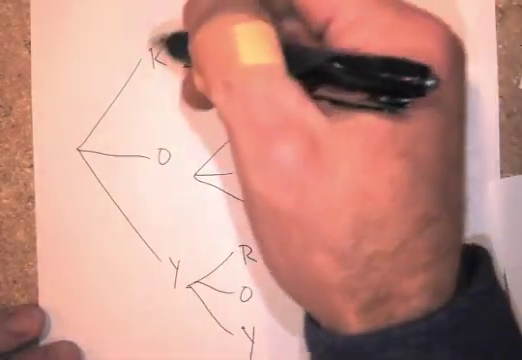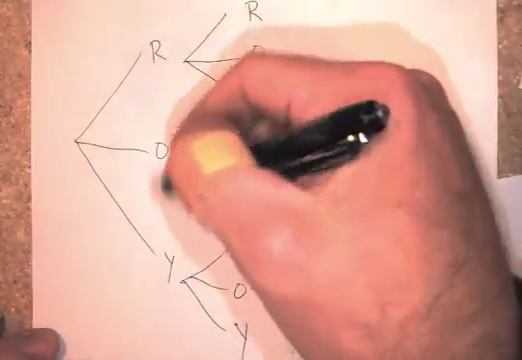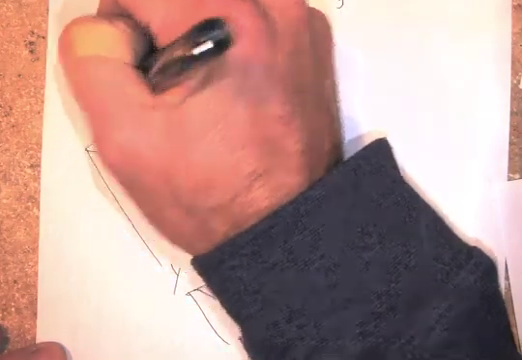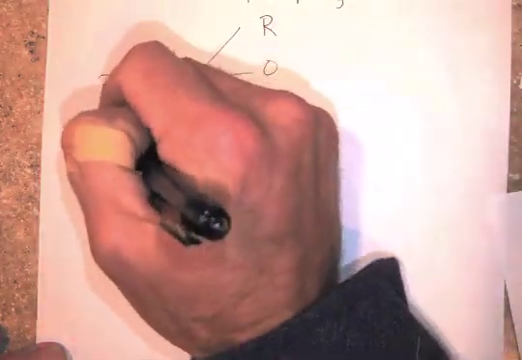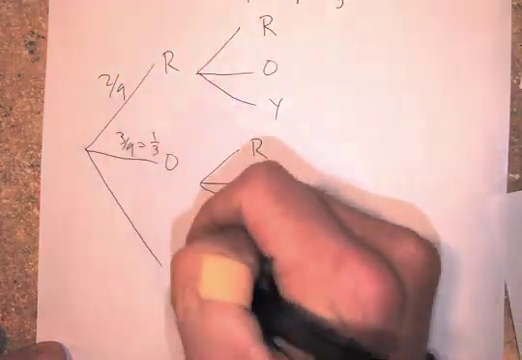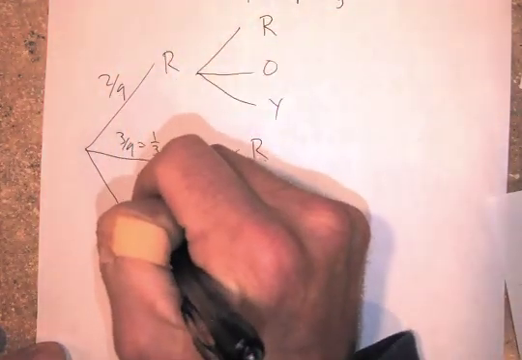Put the probabilities on. We can't just keep it like this because it's not the same chance for each thing. So for red, there's 9 marbles total, so 2 out of 9. Orange is 3 out of 9. I would reduce that to 1/3. Yellow is 4 out of 9 chance.